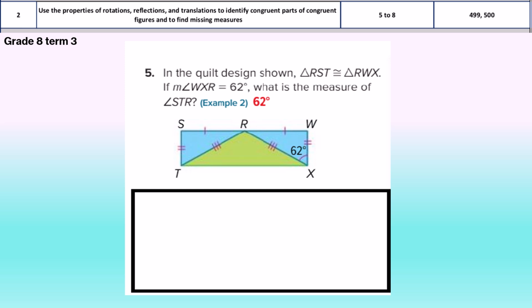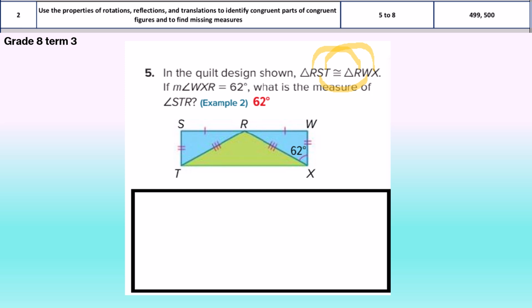They are saying to us, in the quilt design shown below, triangle RST is congruent to triangle RWX. So what does this mean? How do we use this to find out which angle or which side is congruent to which side? A quick trick: if it's congruent, angle R will be equal to angle R. Angle S will be equal to angle W. And angle T will be equal to angle X.